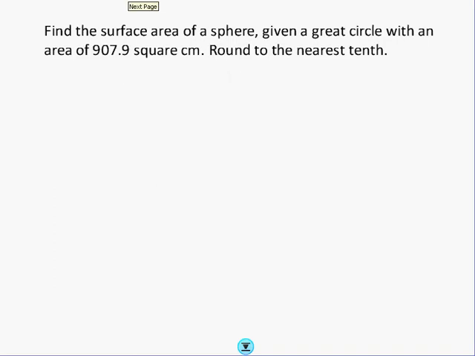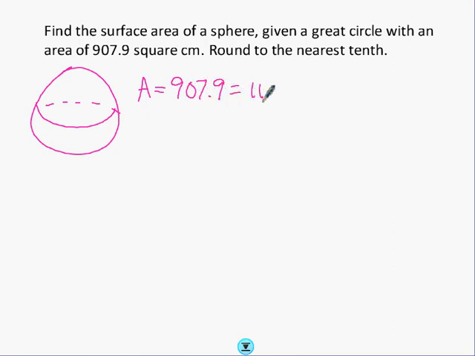Find the surface area of a sphere given a great circle with an area of 907.9 square centimeters. Okay, well, here's our sphere. The great circle has an area of 907.9, and we know that the area of a circle is pi r squared, so we can find the radius of this great circle by dividing by pi and then taking the square root. So the radius is 907.9 divided by pi, then take the square root. You will approximate that in your calculator, and then you'll just plug it into the formula 4 pi r squared.